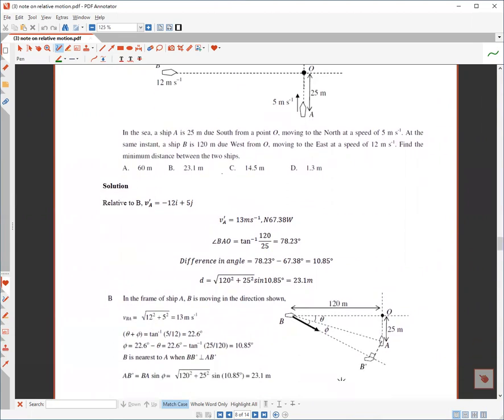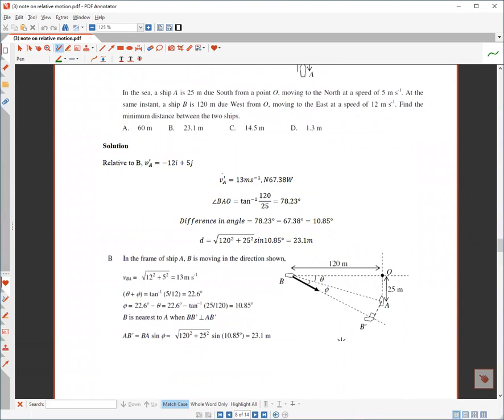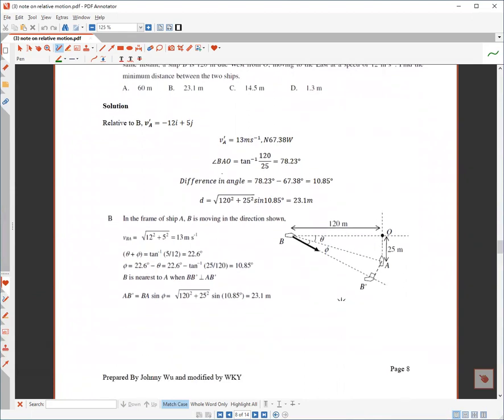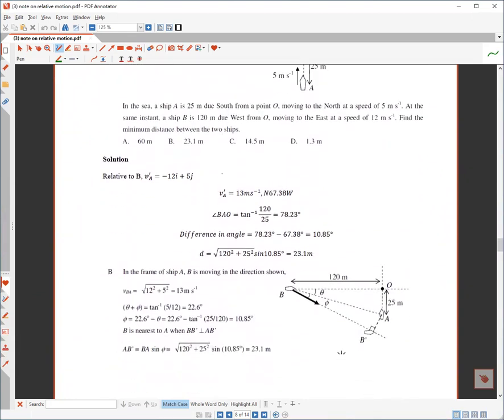I think the solution is messed up. Is it? Oh, hmm?